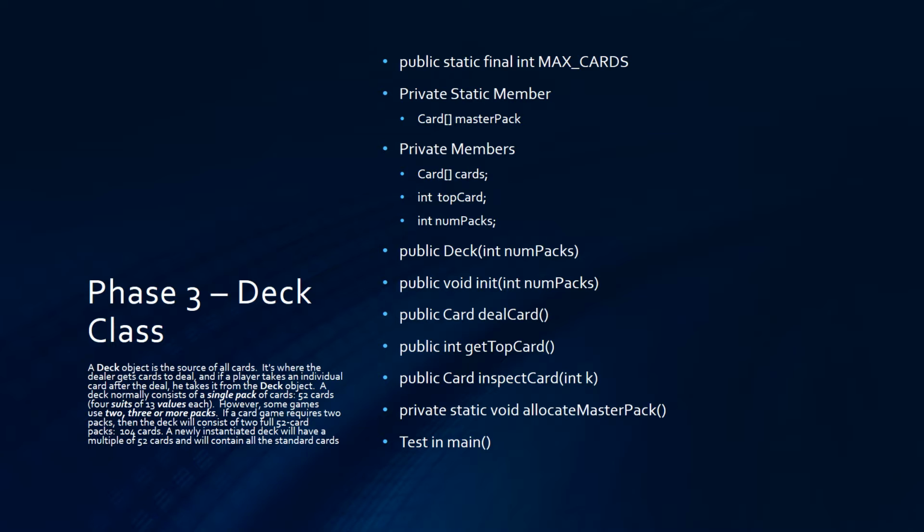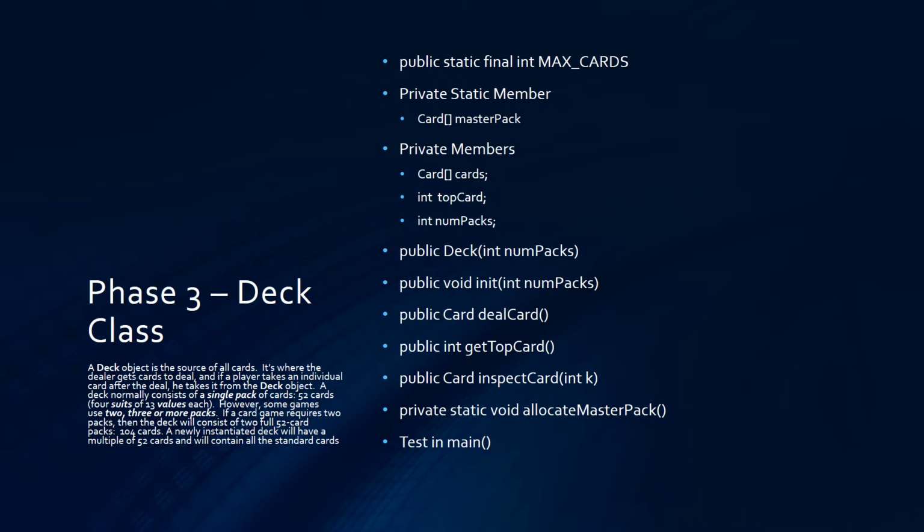The init method repopulates the cards array with a standard 52 times whatever the number of packs for the total cards. The shuffle method mixes the cards up with a random number generator. The deal card method returns and removes the card in the top occupied position of the cards array. The get top card method is an accessor method for the top card variable. The inspect card method is an accessor method for an individual card.